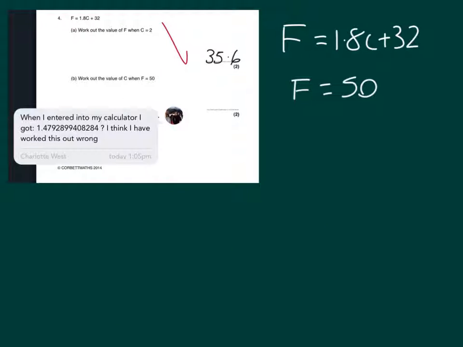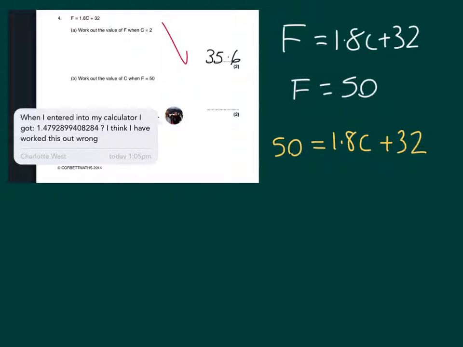So what I'm going to do before I even try and work anything out is I'm going to put everything I know into this formula. So I've copied the formula out. So instead of f, I'm going to write 50 equals 1.8c plus 32. Now, I've got my unknown here. So essentially what I'm doing is just solving an equation.